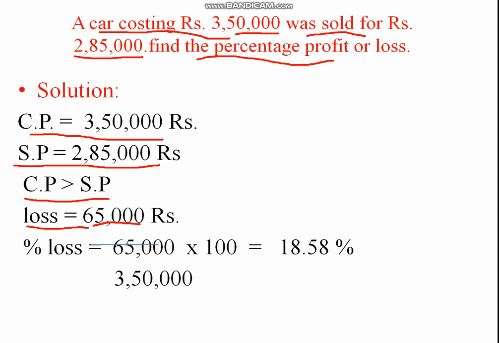So find out the percentage loss. See, actual loss divided by cost price into 100. We know when we find percentage profit or loss, it is always found on cost price. So the formula is actual loss upon cost price into 100. Simplify it, we get the answer 18.58%. So in this transaction we get a loss of 18.58%. So remember the formulas of percentage profit, percentage loss, actual profit and actual loss.